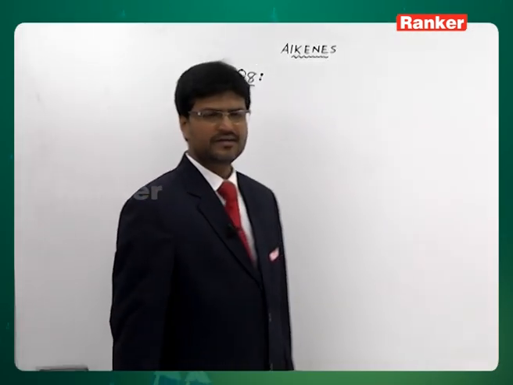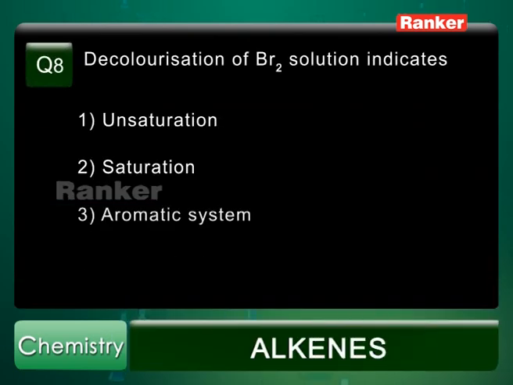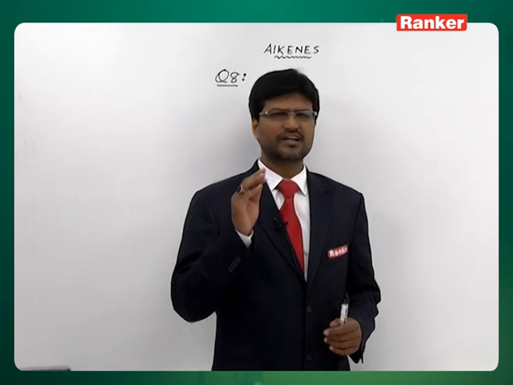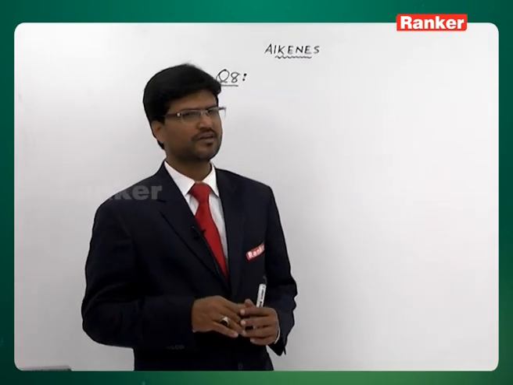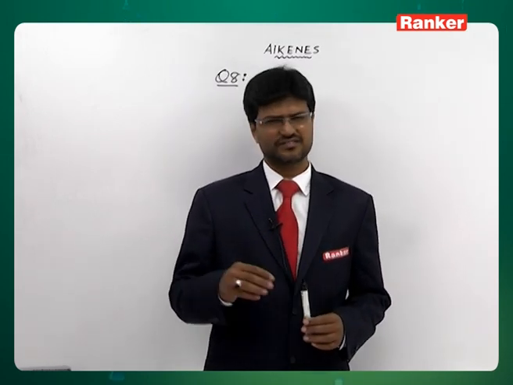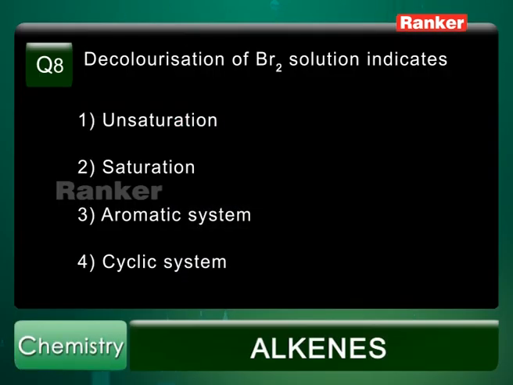Question number 8. Decolorization of bromine solution indicates first option unsaturation, second option saturation, third option aromatic system, fourth option cyclic system. We know that unsaturated systems decolorize Bayer's reagent as well as bromine water. So, the correct answer is unsaturation. Decolorization of bromine is done by unsaturated systems having double bonds and triple bonds. So, the correct answer is option 1, unsaturation.